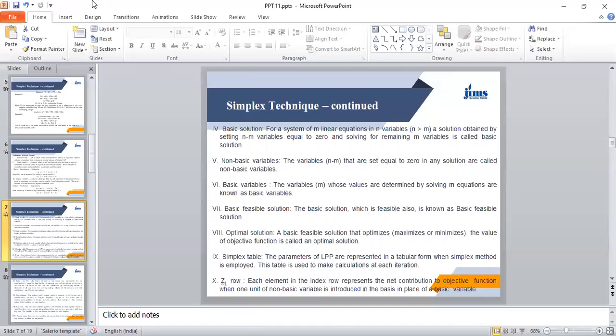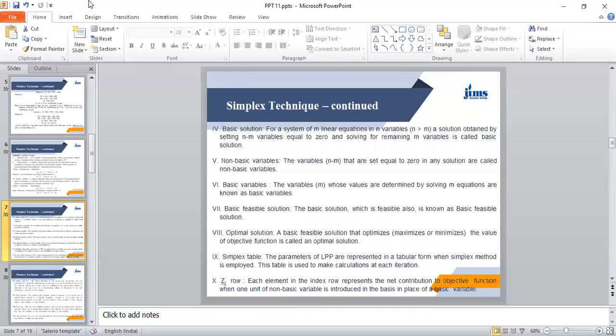What is a simplex table? All the parameters of a linear programming problem are represented in a tabular form. When the simplex technique is employed, this table is known as the simplex table, and it is used for making calculations at each iteration, at each step.